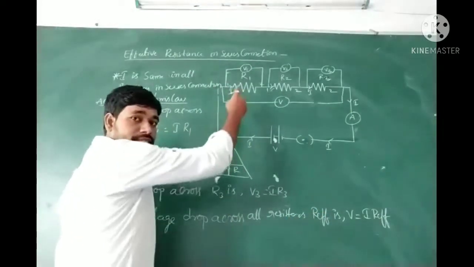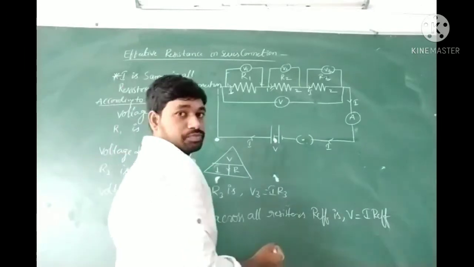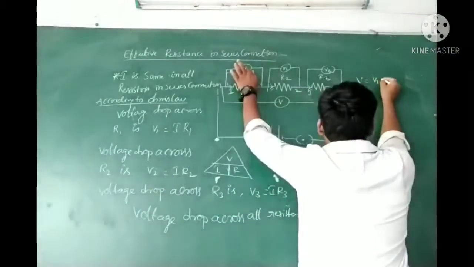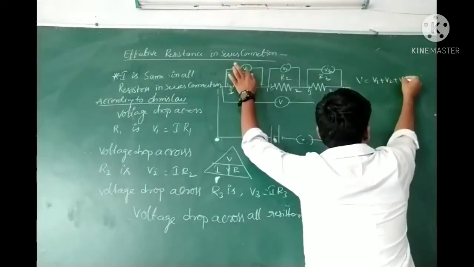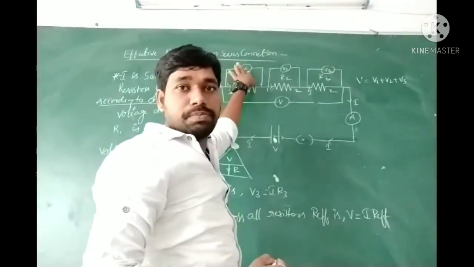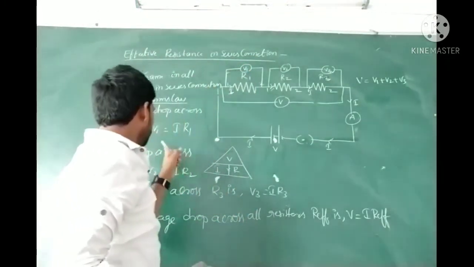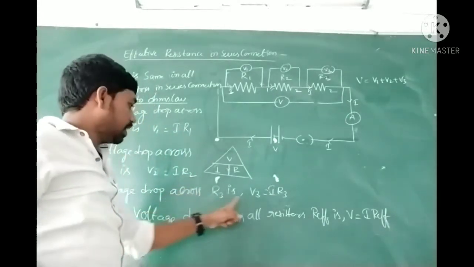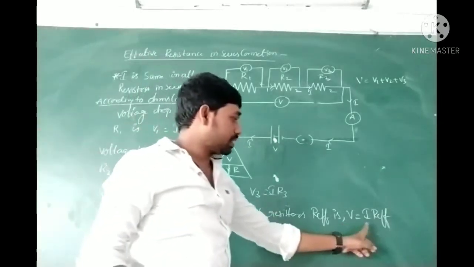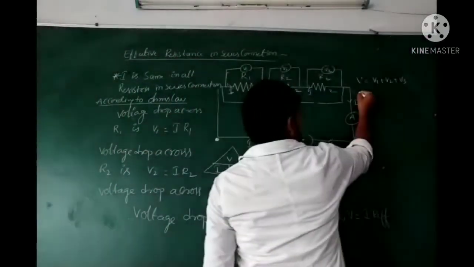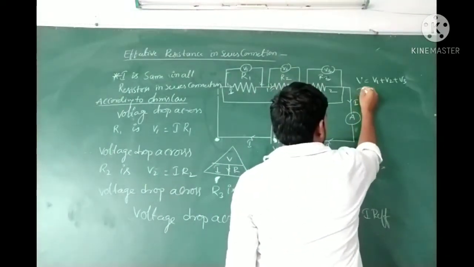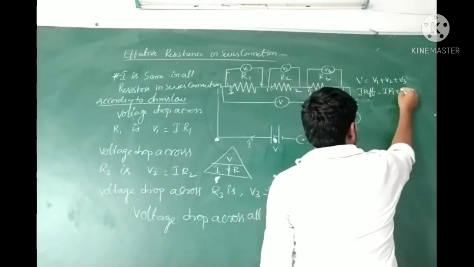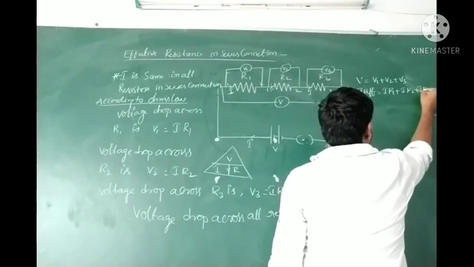That V value, we can write here, the total voltage is equal to the sum of the voltage drops V1 plus V2 plus V3. Already we know V1 stands for I into R1, V2 stands for I into R2, V3 stands for I into R3, and V stands for I into R effective. Then we can write I into R effective is equal to I into R1 plus I into R2 plus I into R3.